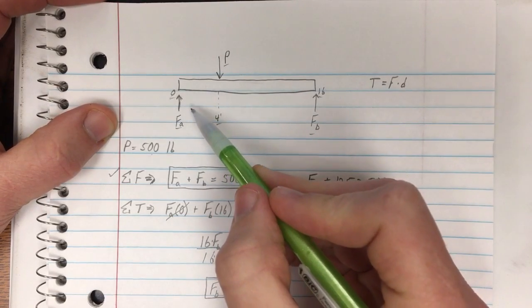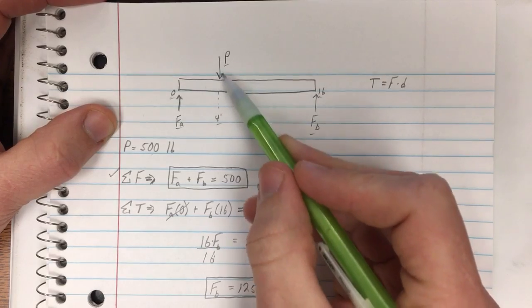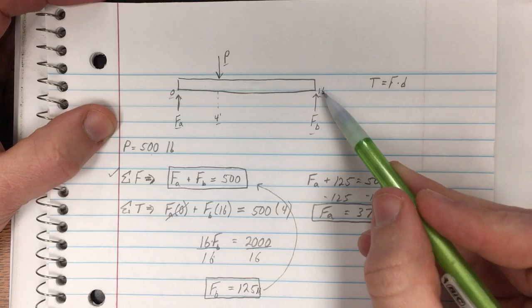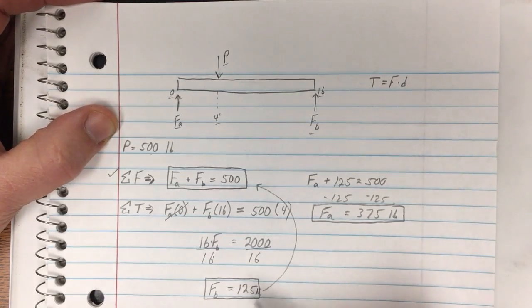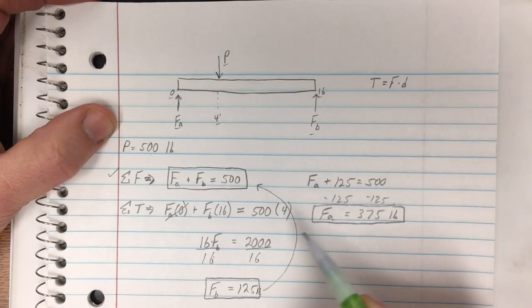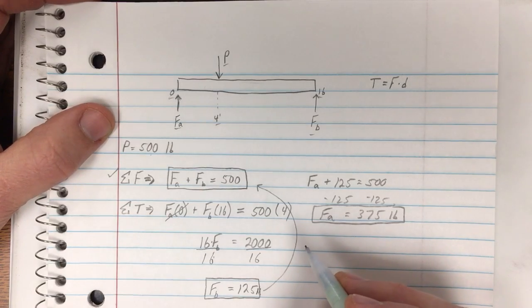If you look at your picture, FA is over on this side. The force, that point source, is a lot closer to FA, so it's supporting more. FB is supporting less. So it makes sense that FA is 375, FB is 125. If we add them together, we get a total of 500 pounds. So it checks out. So that is an example of how to do the first problem. Let's take a look at the second one.